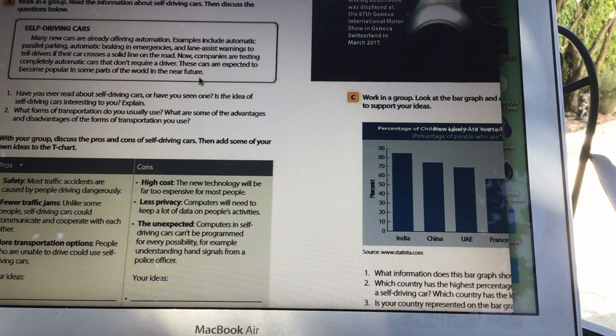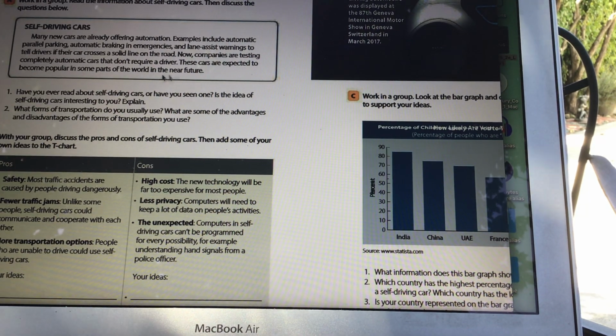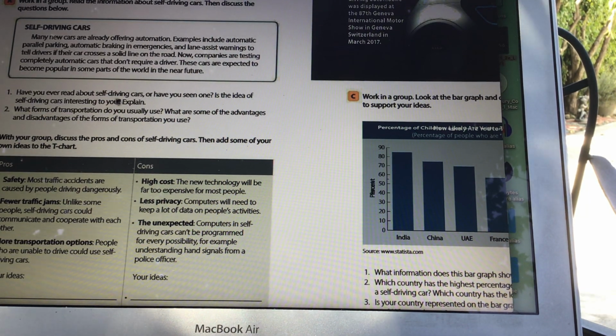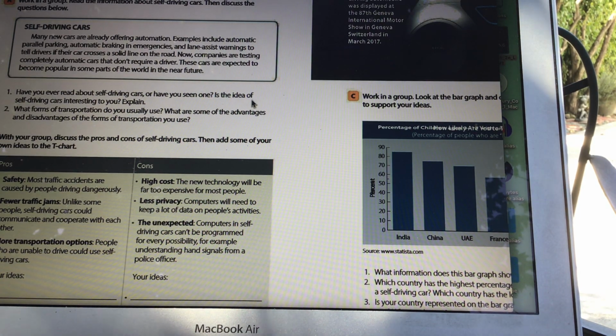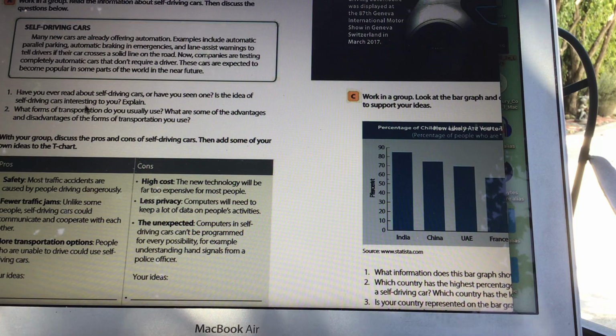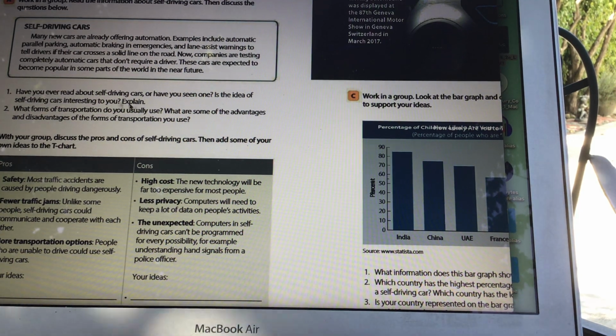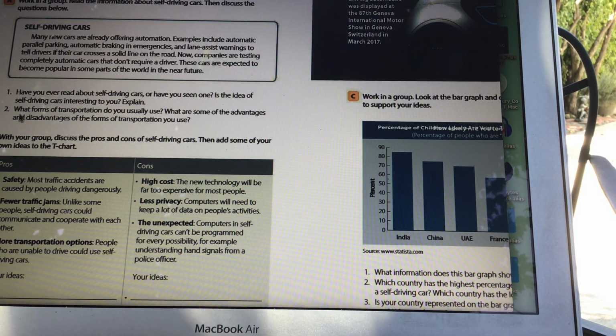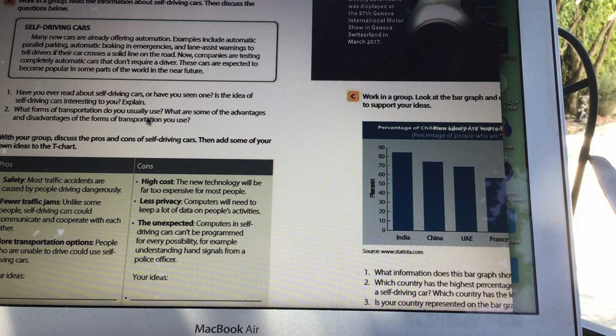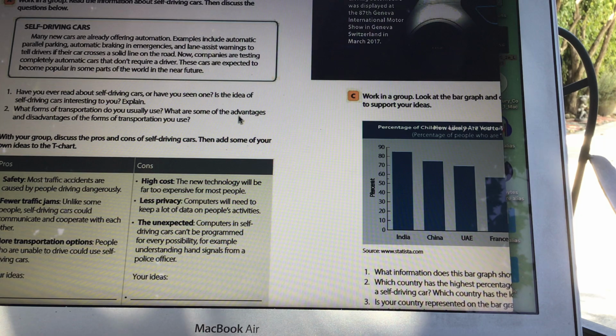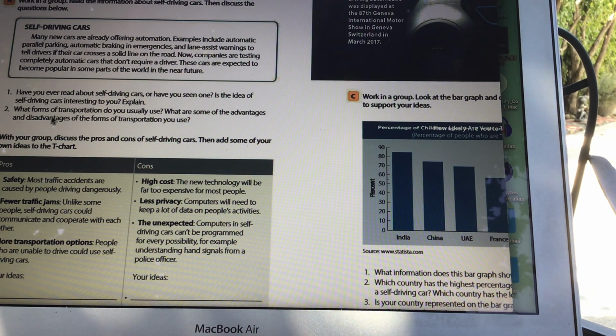Okay. Let's look at these questions. Have you ever read about self-driving cars, or have you seen one? Is the idea of self-driving cars interesting to you? Explain. Number two, what forms of transportation do you usually use? What are some of the advantages and disadvantages of the forms of transportation you use?